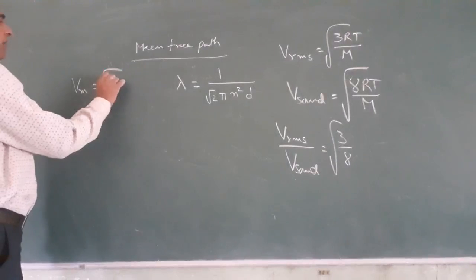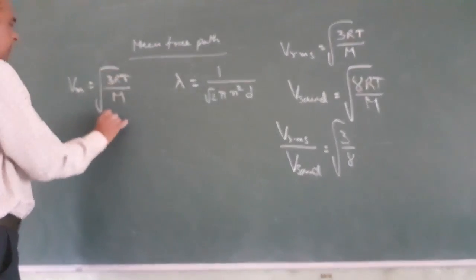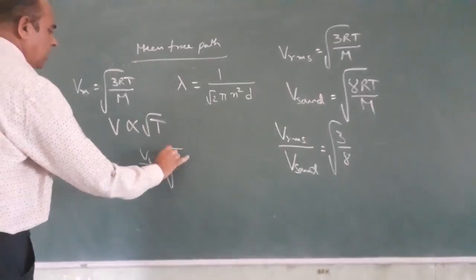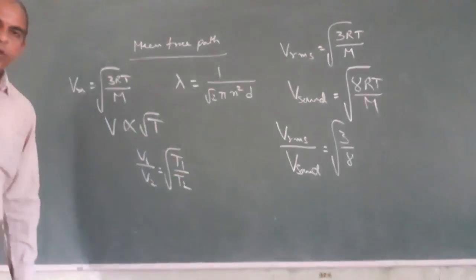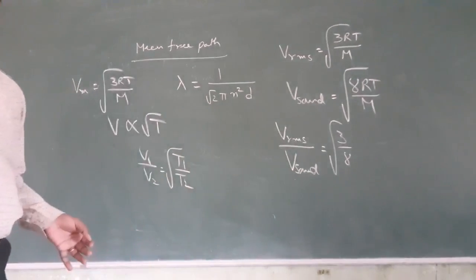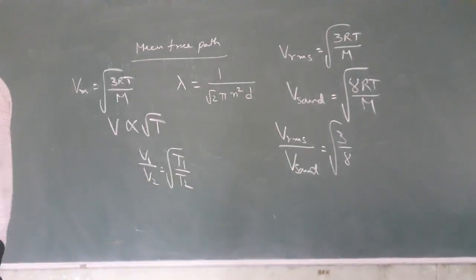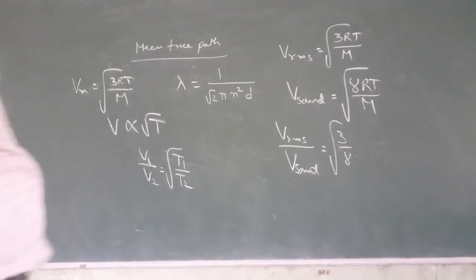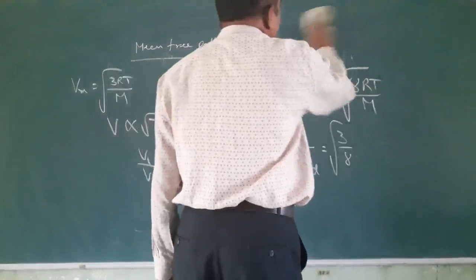Vrms is equal to root of 3RT by m. Therefore, V is directly proportional to root T. V1 by V2 is equal to root of T1 by T2. Now one problem: at what temperature is the velocity of sound double that at 0 degree centigrade?